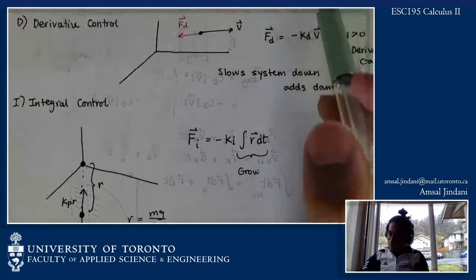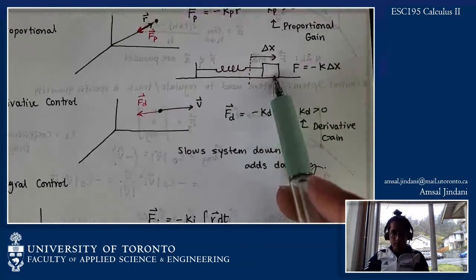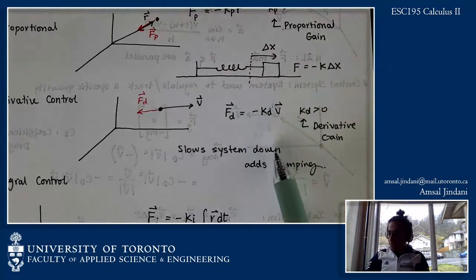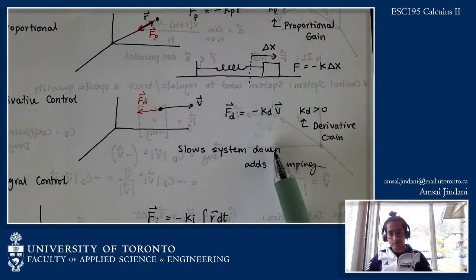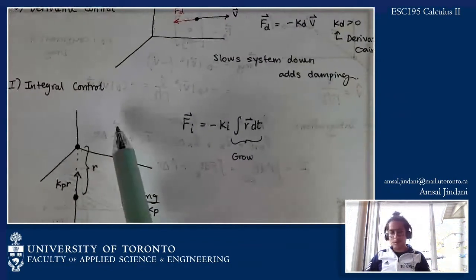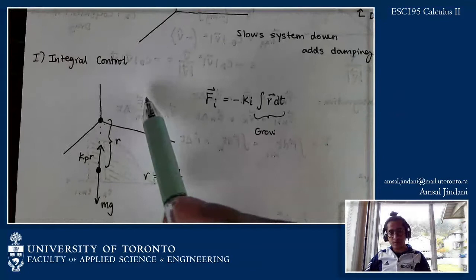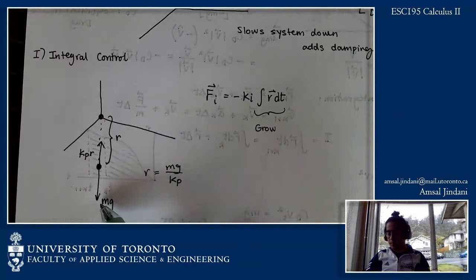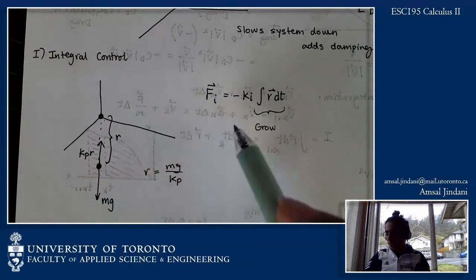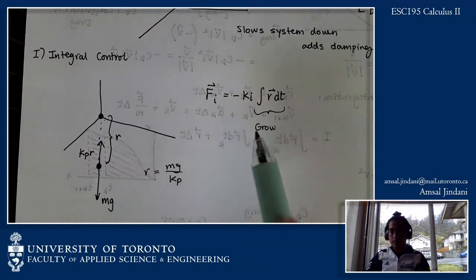So proportional gain moves you to your desired position. Derivative control damps your system, so it takes energy away from your system so you can actually converge. And integral control helps you deal with disturbances in your system like gravitational forces, aerodynamic forces, and it also takes away your steady state errors.